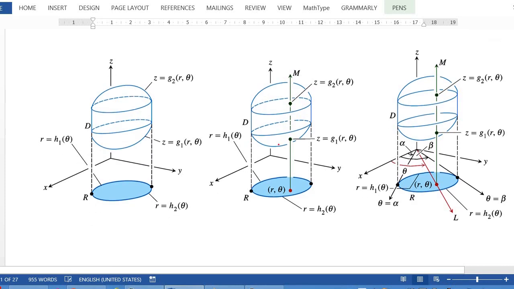For example, we have this solid G here, where the lower surface is z equal to g1(r, theta). So this will be the lower limit of z, and this will be the upper limit of z, which is equal to g2(r, theta). And then let's say this is the region R, and r is bounded, with the lower limit h1(theta) up to h2(theta), and theta here goes from alpha to beta.